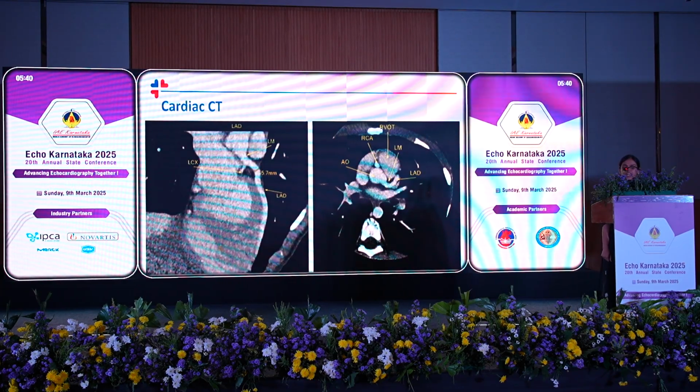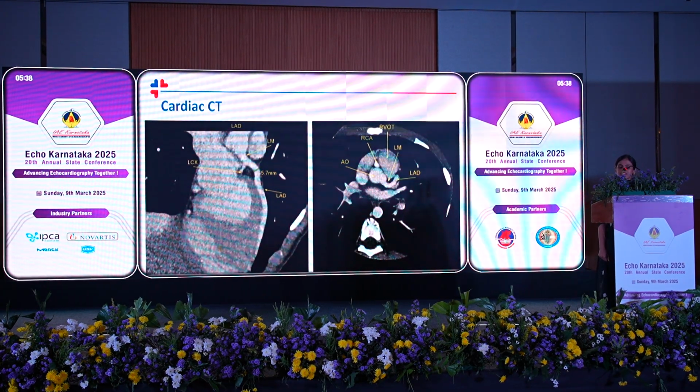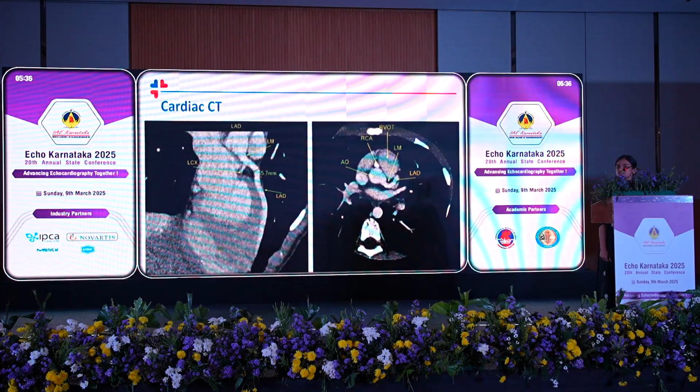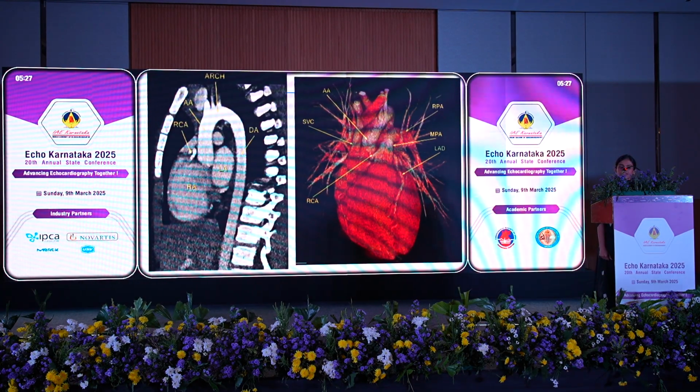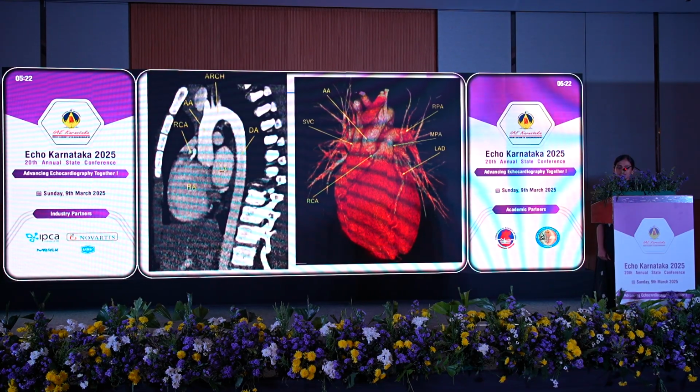We went ahead and did a cardiac CT for this patient. We could see that the LMCA, the LAD and the LCX originated from the aortic sinus, whereas the origin of the RCA from the aorta was not clearly visualized. We could see that the RCA originated from the PA, which was again confirmed by the 3D reconstruction image.